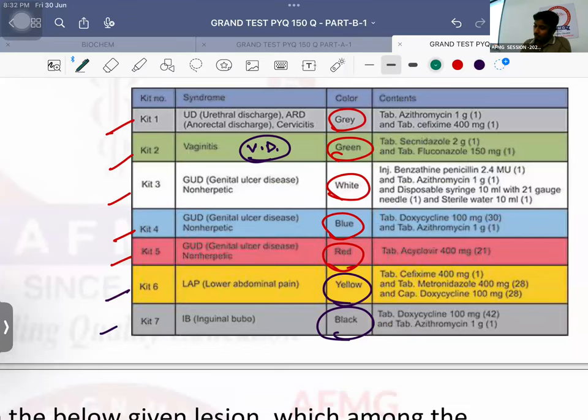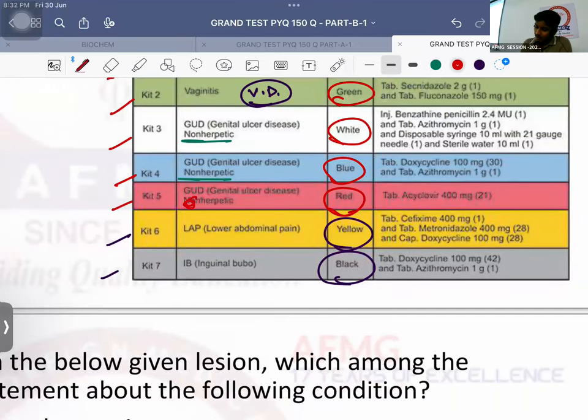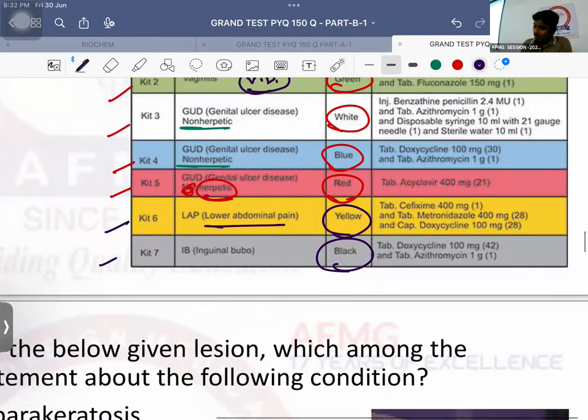Kit 3 and 4, both are used for non-herpetic genital ulcer. Okay, kit 5 is for herpetic genital ulcer. Kit 6 is for lower abdominal pain, which is a feature of pelvic inflammatory disease, PID. And kit 7 is for inguinal buboes.